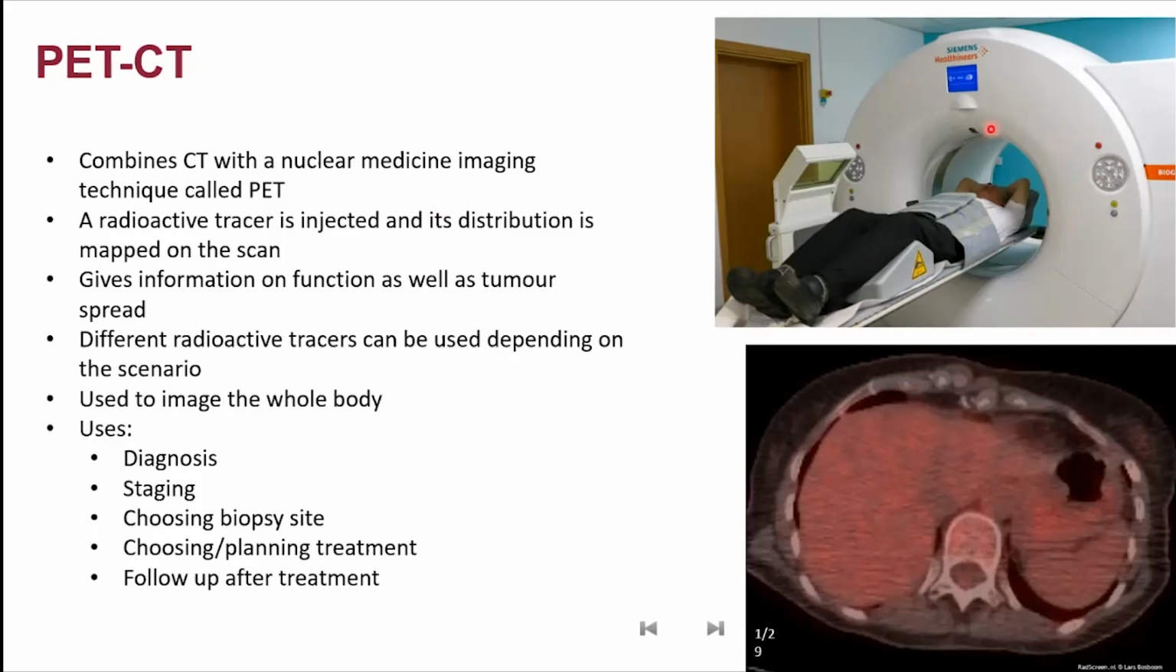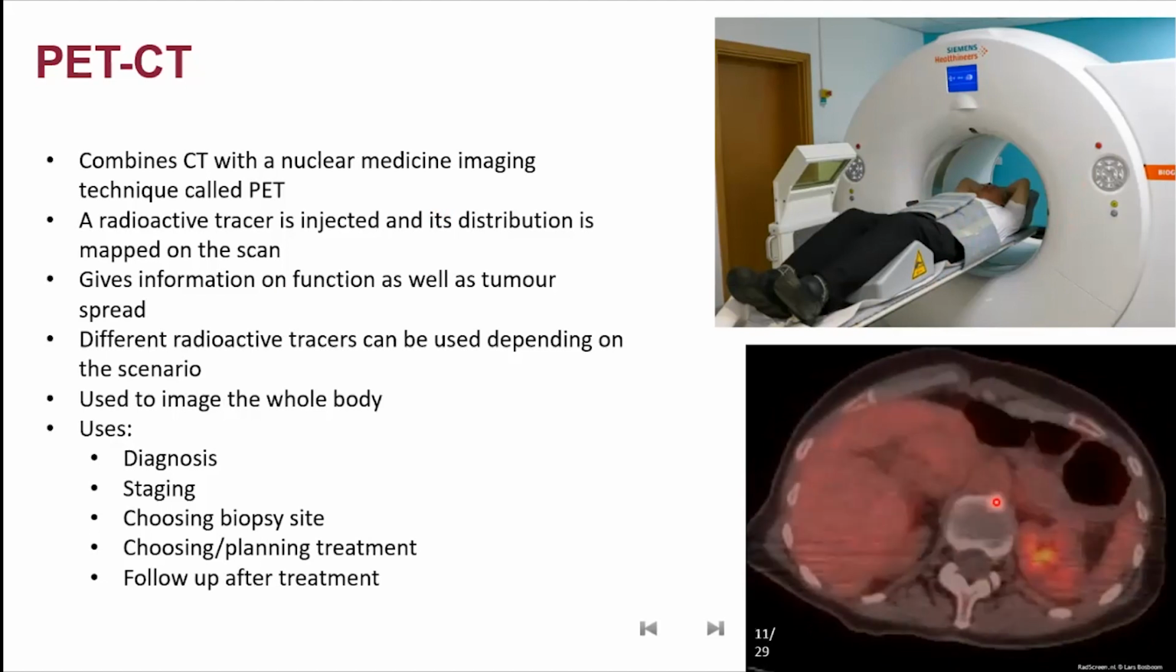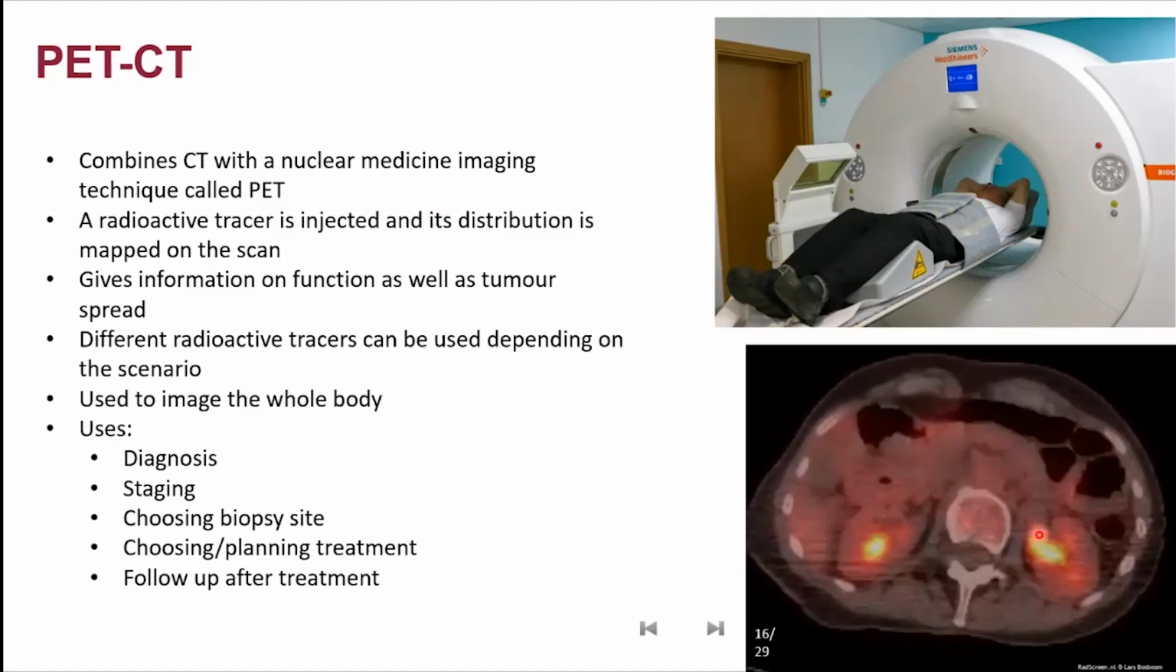And the scanner, as well as being able to shine X-rays into the body, is able to detect X-rays coming out of the body and build up an image of where the radioactive tracer has gone. So on this image here, you can see alongside the image the information that we had on the CT scan on the previous examples, and we've also got the color added, and the color is where the radioactive dye has gone to. We use different tracers depending on the scenario.